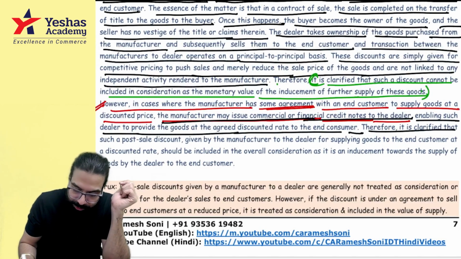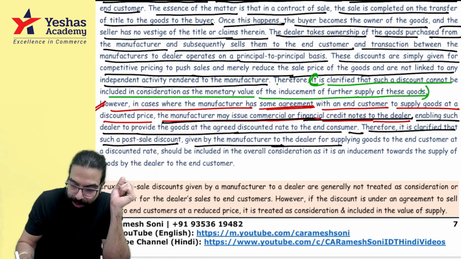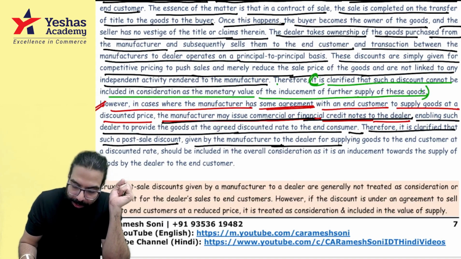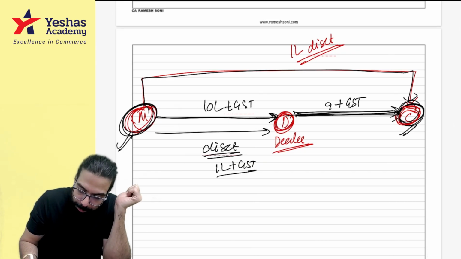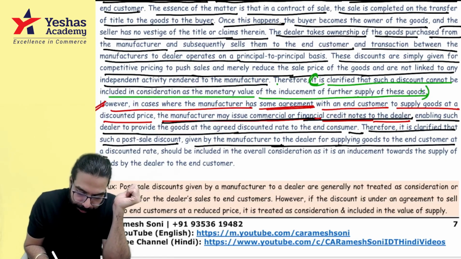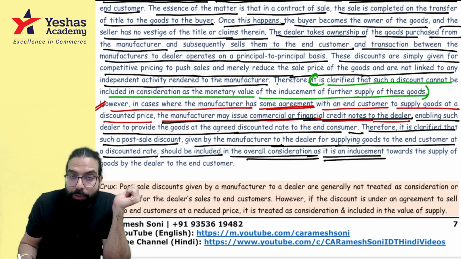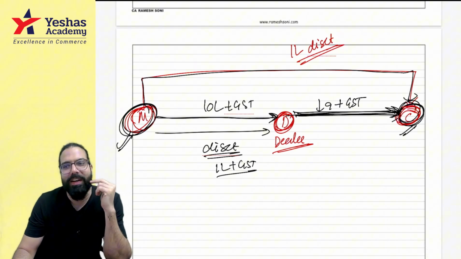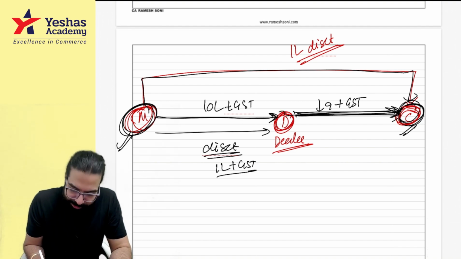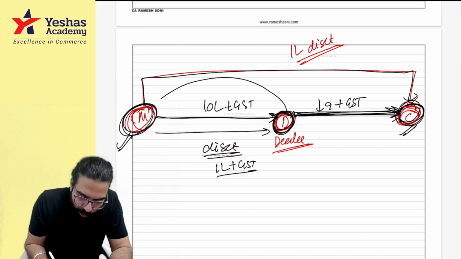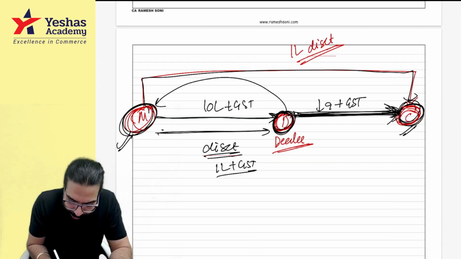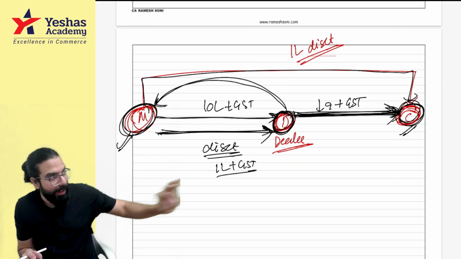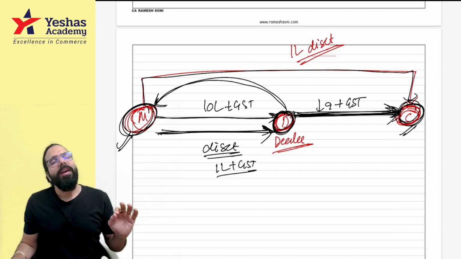In this scenario, they are telling, therefore, it is clarified that if such a post-sale discount is given by the manufacturer to the dealer, now when he gives a discount of 1 lakh rupees plus the GST amount for supply of goods to the end consumer so that the goods can be supplied to the end consumer at a lower price, it should be included in the overall consideration as an inducement towards the supply of goods by the dealer to the end consumer. Everyone over here now. What they are trying to say is, sir, here the dealer has given services to the manufacturer by selling the goods at a lower price, and hence this 1 lakh rupees which is given is not a discount. The dealer has given a service, and whatever is paid to him is a value, it is to be included in the value of supply.